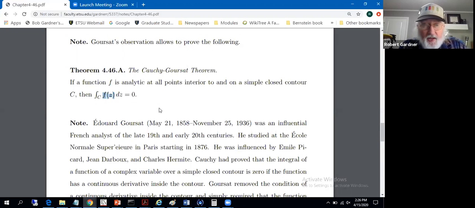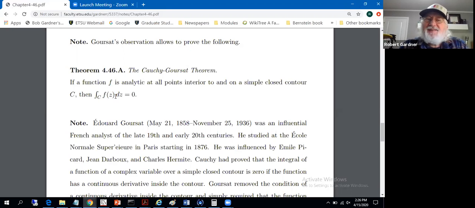I know, go looking for antiderivatives. 1 over z doesn't have a branch cut either, but its antiderivative, some branch of the logarithm, does. For 1 over z squared, I can't use this because 1 over z squared is not analytic at 0. If we take a contour about 0, I can't use this.